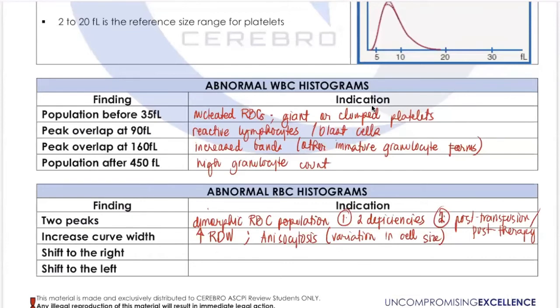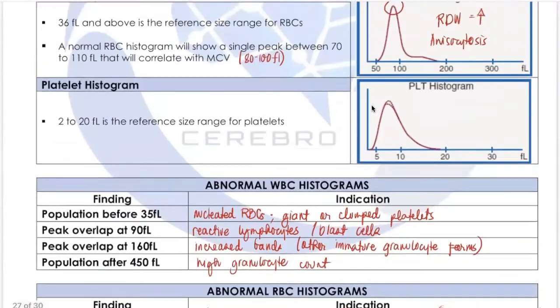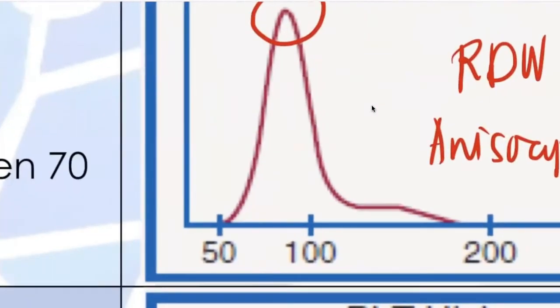Now, when we say shift to the left, let's first discuss the shift to the right. When we say shift to the right, that means your red blood cells are getting bigger, because the peak is moving to the right of 90. So for example, this is 100, and let's say this is the 90. If the peak moves this way, that is a shift to the right.